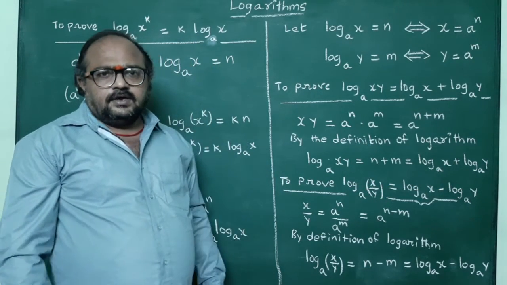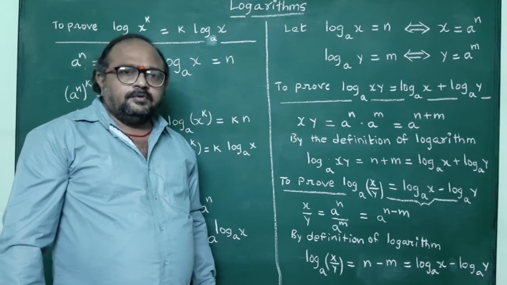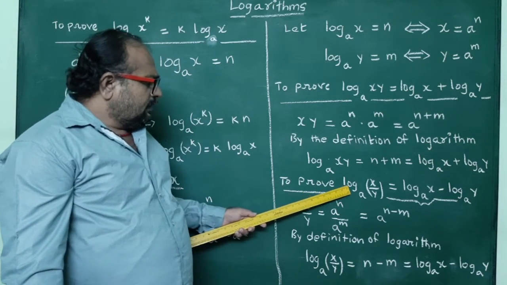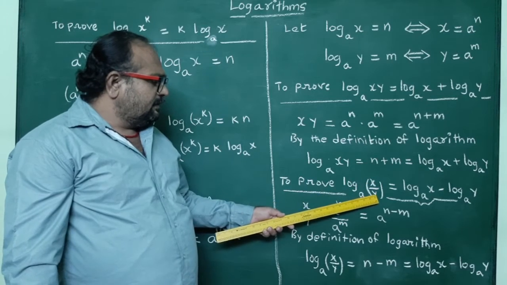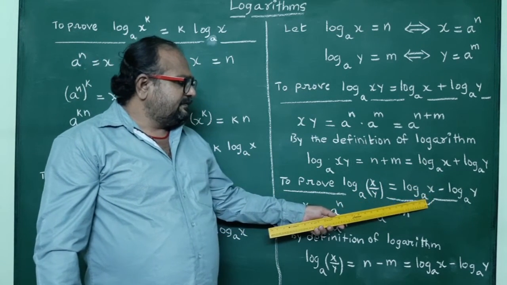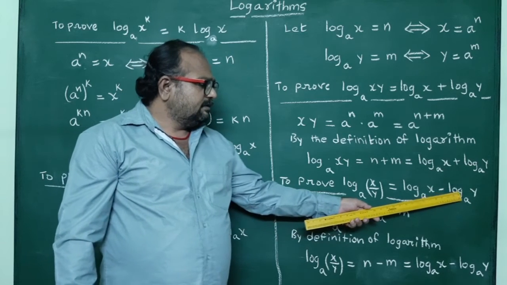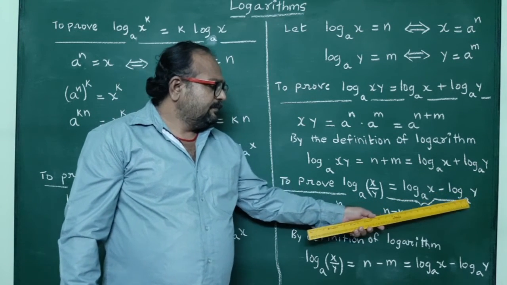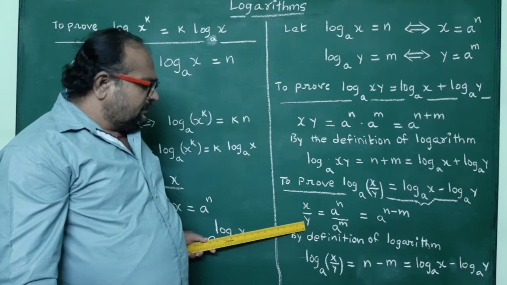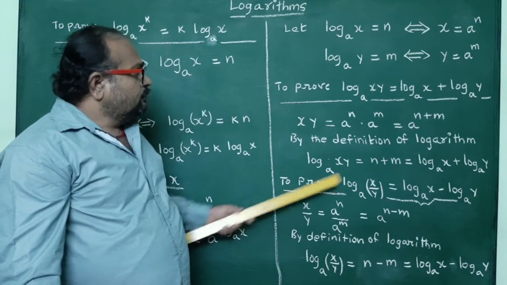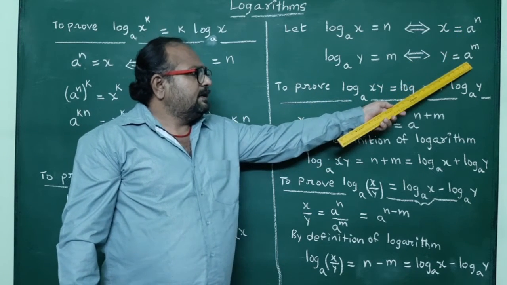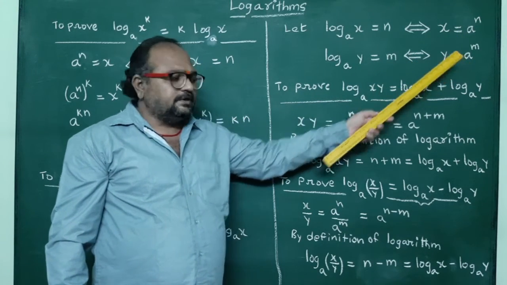Now, we consider another important property of logarithm. To prove that logarithm of x by y to the base a equal to logarithm of x to the base a minus logarithm of y to the base a, we consider x by y. In place of x, we can write a power n. In place of y, we can write a power m from this definition.